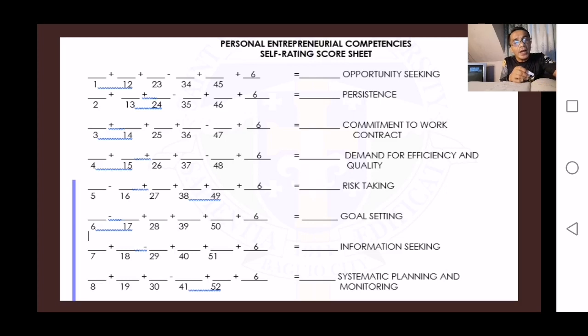So you just need to add kung ano yung lumabas. So, doon sa example na yon, if I will add the scores, we get 7, 9, minus 3 is 6, plus 5 is 11, plus 6 is 17. So, after the equal sign, your answer there is 17. So, yung 17, that is your score for the classification opportunity seeking. May explain later on kung anong ibig sabihin niyan.